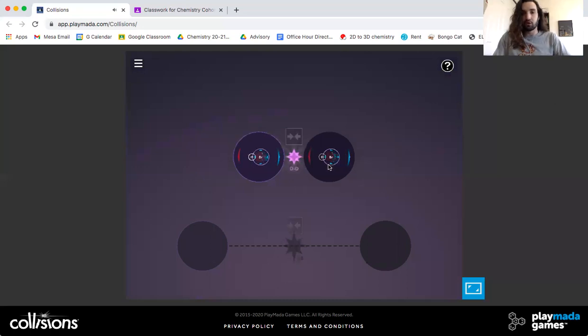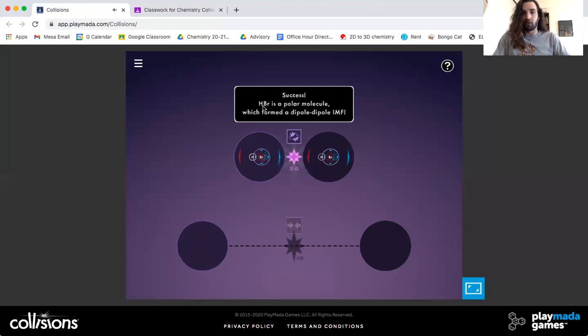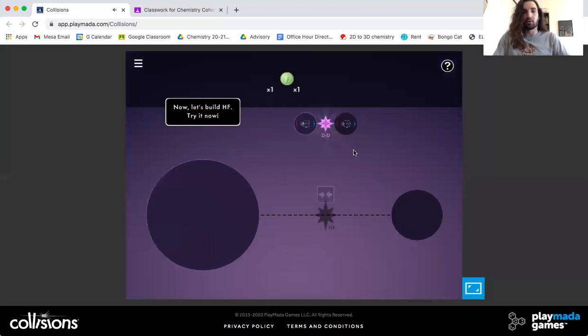Oh, looks like it worked. Nice. Success. HBr is a polar molecule which formed a dipole-dipole. Ooh, nice. Let's build the HF molecule.